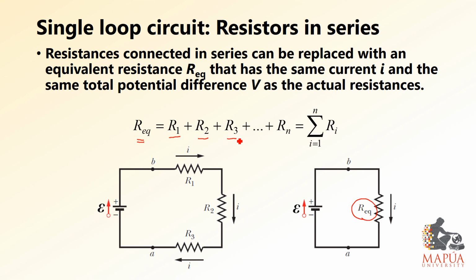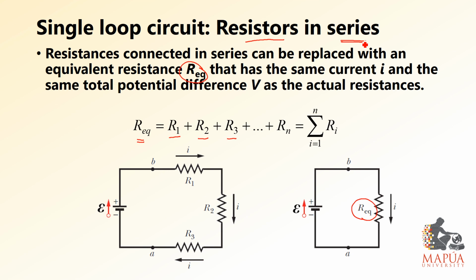So in other words, the resistances connected in series can be replaced with an equivalent resistance Req that has the same current I and the same total potential difference as the actual resistances. Okay, so that is for a single loop circuit containing resistors in series.